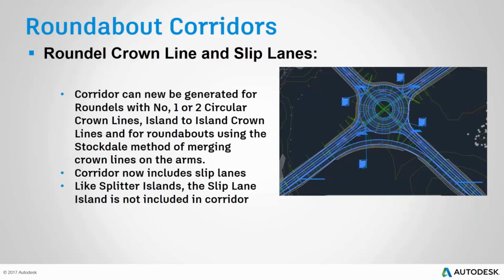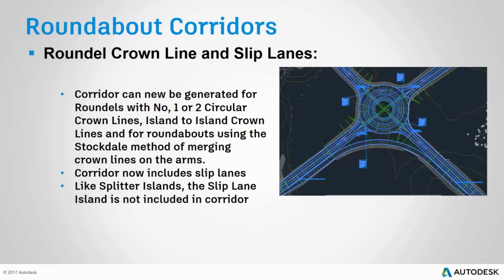So roundel, crown and slip lanes. Again, we have now changed the corridor so that you can generate the corridor regardless of the crown lines you're using on the roundel region. So we now support all the modes, which are roundels with no crown line, so a mini roundabout with no crown line, just cross fall or cross slope. Roundels with 1 or 2 circular crown lines, island to island crown lines, and for roundabouts using the Stockdale method of merging the crown lines for the incoming roads and exits. They are all now supported and all work within the corridor model that we're producing.